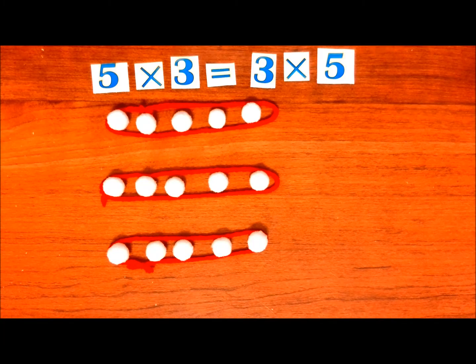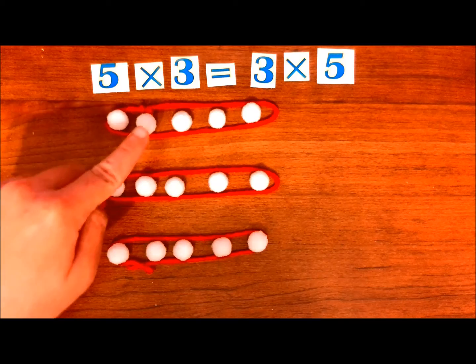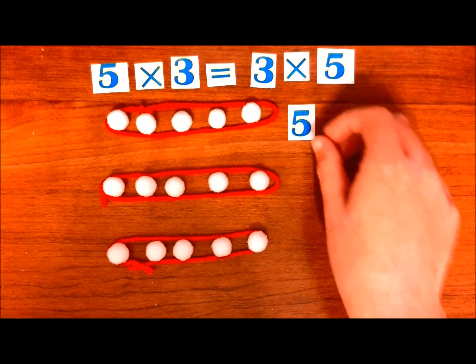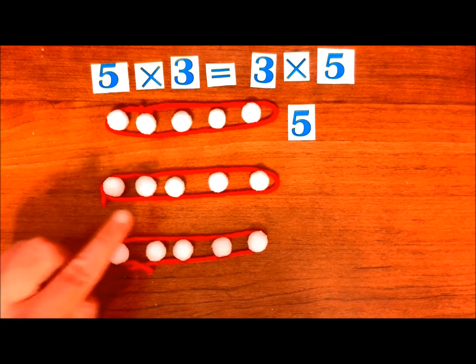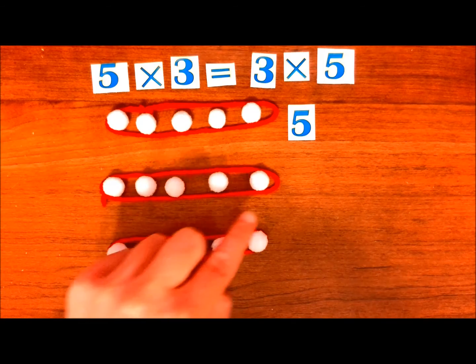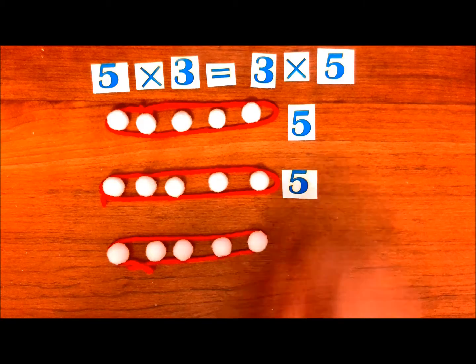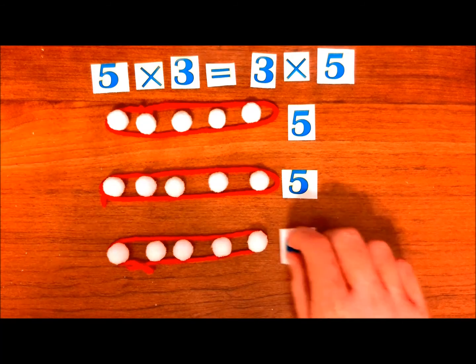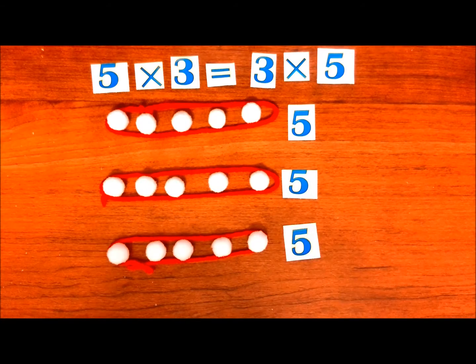I grouped the pom-poms in another way, grouping by rows instead of columns. Let's see how many pom-poms we have in each group. 1, 2, 3, 4, 5. 5 pom-poms in this group. 1, 2, 3, 4, 5. 5 pom-poms in this group. 1, 2, 3, 4, 5. And 5 pom-poms in this group.